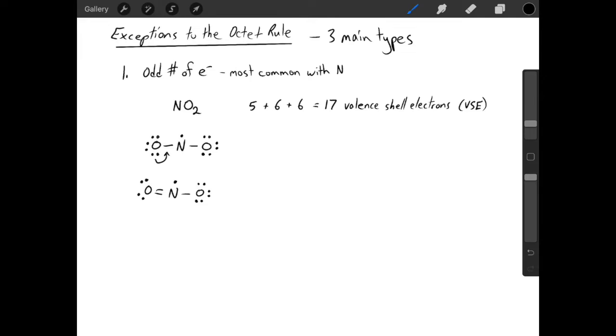And if we went and made a triple bond, or maybe a double bond on the other side, we would end up with 9 electrons around that nitrogen, which is too many now. So there's no good way to give the nitrogen 8 electrons in this example.